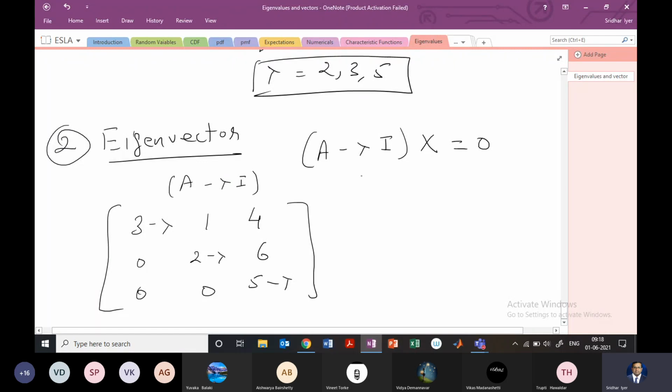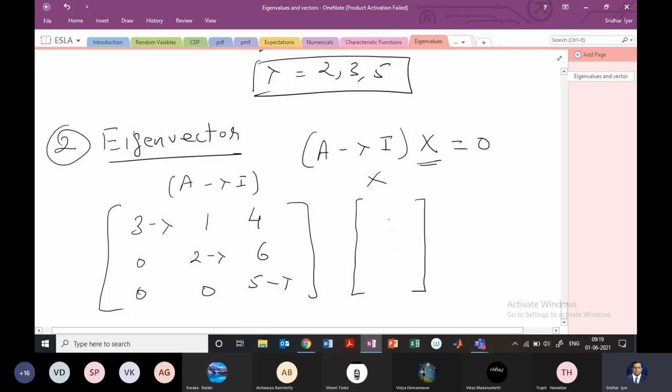Now this needs to be multiplied with x. Now x is a column matrix, right? And the number of elements in that column matrix will be equal to the order of the matrix. So the order of the matrix given to us is 3 cross 3. So this will be a column matrix.